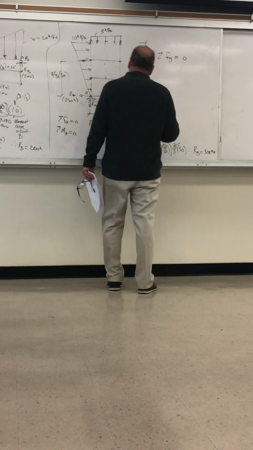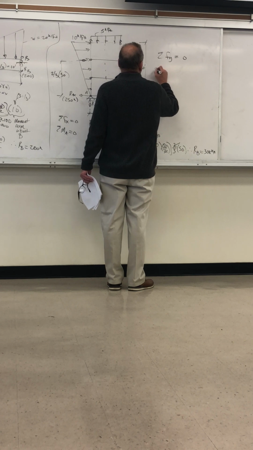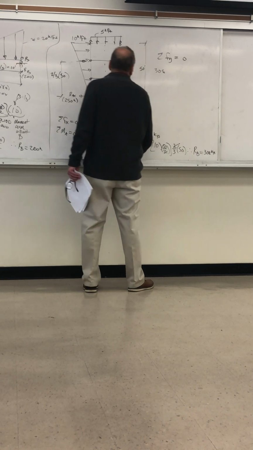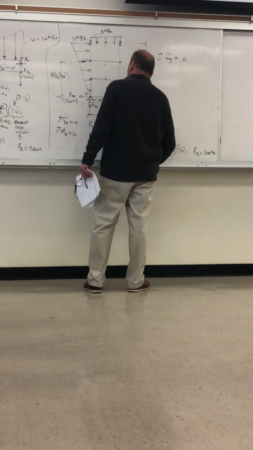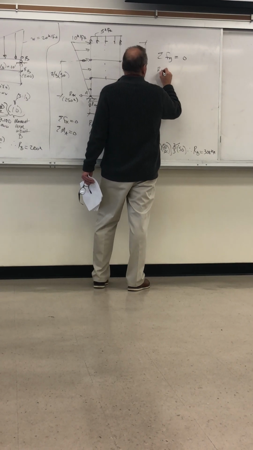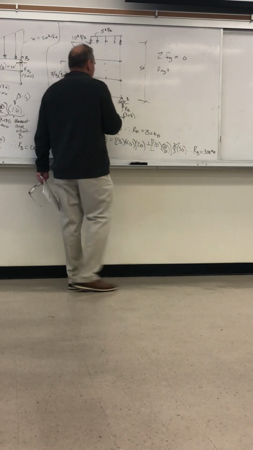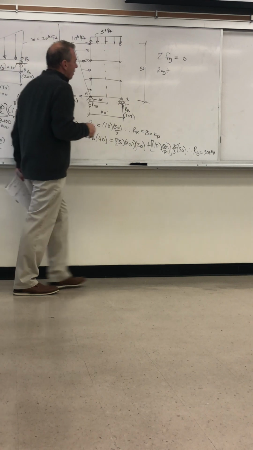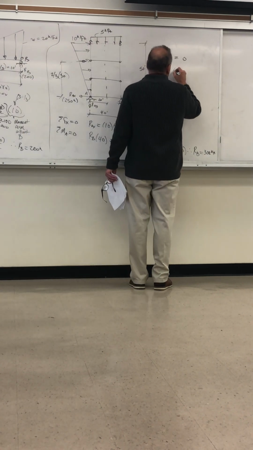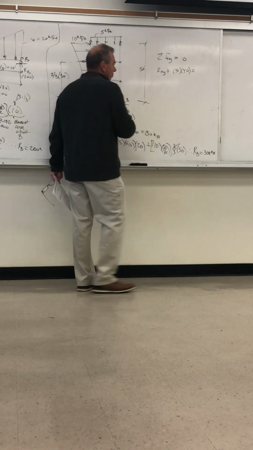I have 308, well, R sub A y, which is my unknown, plus 5 times 40 equals 308.